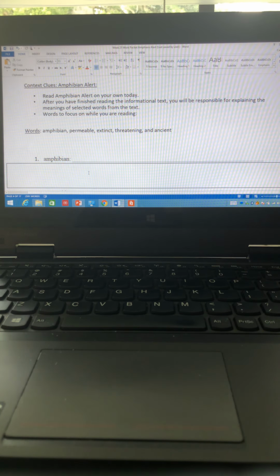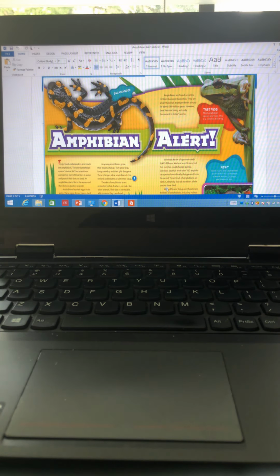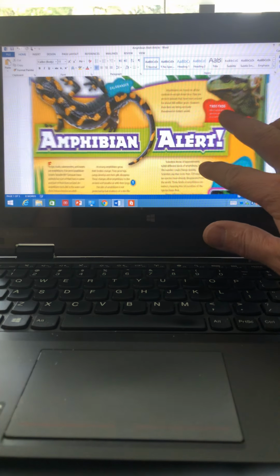Context clues for Amphibian Alert. We're going to read Amphibian Alert as a group today. After we're finished, I'm going to ask you to please go back and look at the words that are on this list: amphibian, permeable, extinct, threatening, and ancient. You're going to have to be able to tell me the meaning of the words and what clues helped you with that information. Let's go and take time to look at the article that we're going to read. You have it in your work packet, Amphibian Alert.